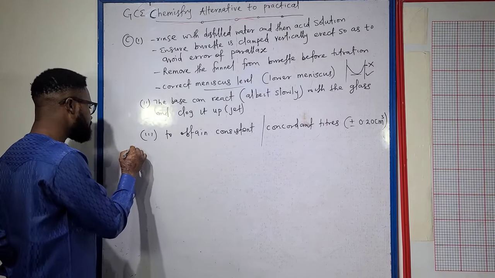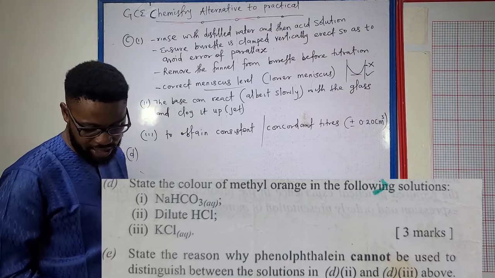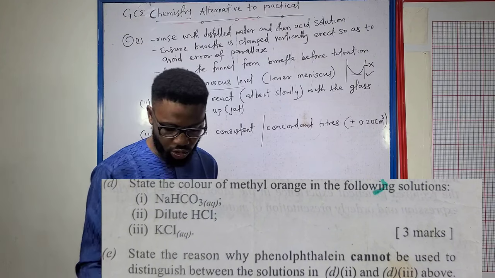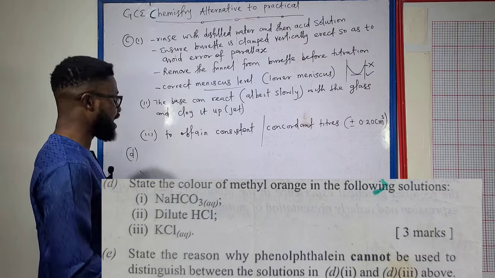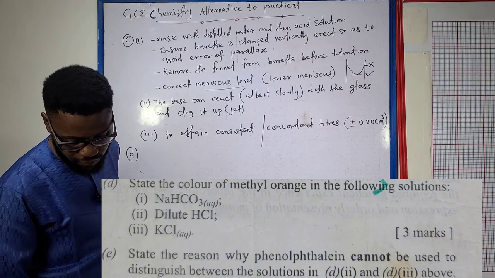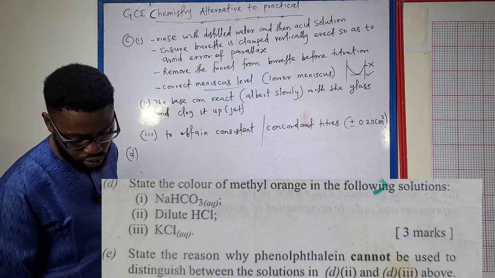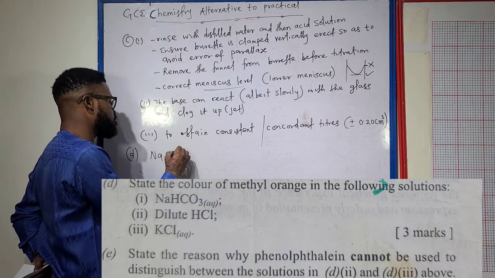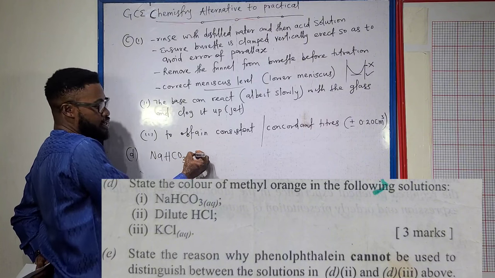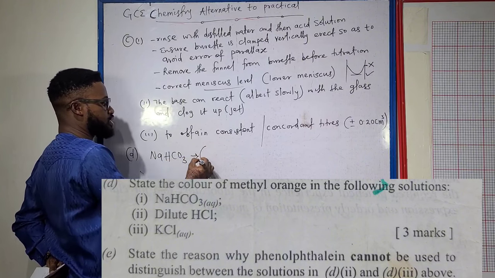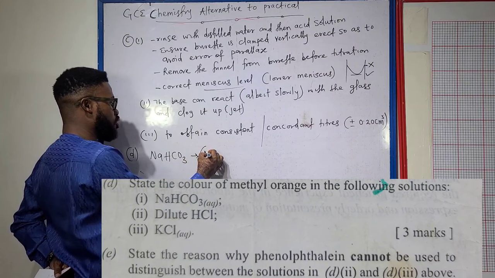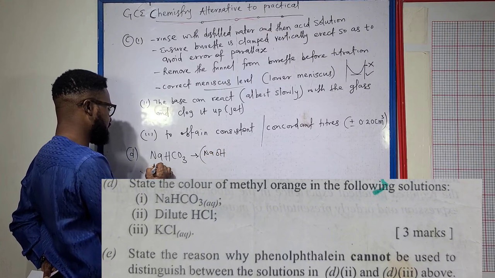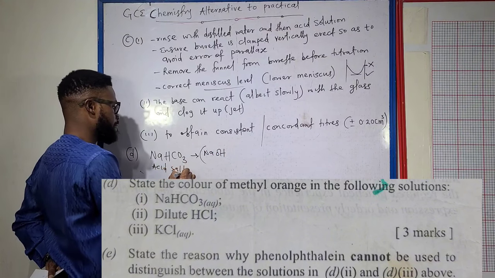For question D, we have another question that states, state the color of methyl orange in the following solution. Of course, methyl orange is an indicator. So what is the color of methyl orange in sodium hydrogen trioxocarbonate? Ordinarily, sodium hydrogen trioxocarbonate is an acid salt. Sodium hydrogen trioxocarbonate normally must have been formed from the combination of, okay, this must be sodium hydroxide. This is more of an acid salt.